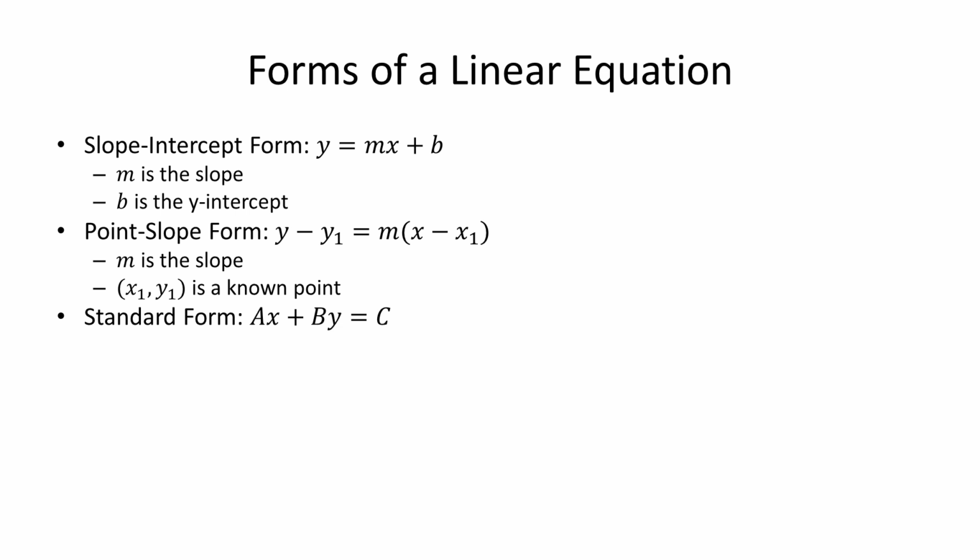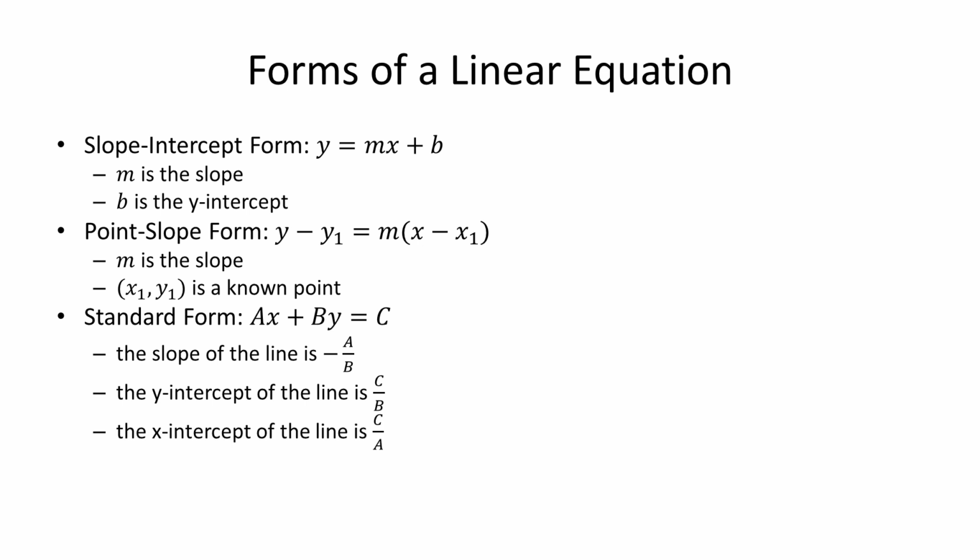The third form that a linear equation can take is the standard form, which is ax plus by equals c. So you can find the slope of the line from this form by calculating negative a over b. You could also calculate the y-intercept by calculating c over b. And finally, you can calculate the x-intercept of the line by calculating c over a. Therefore, if you're given the standard form of a linear equation, you don't need to convert the equation to slope-intercept form to find the slope or the y-intercept.